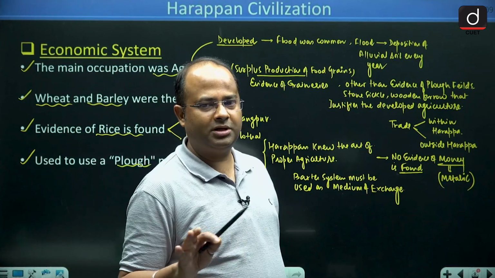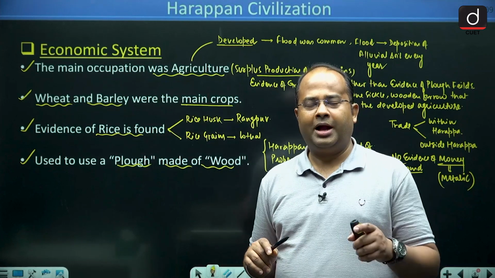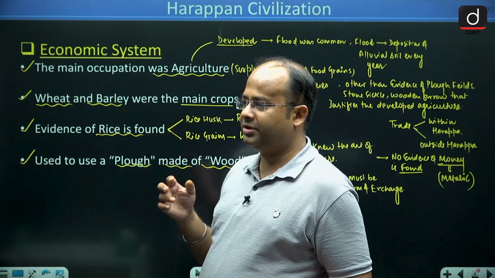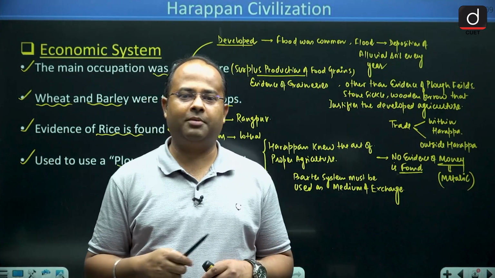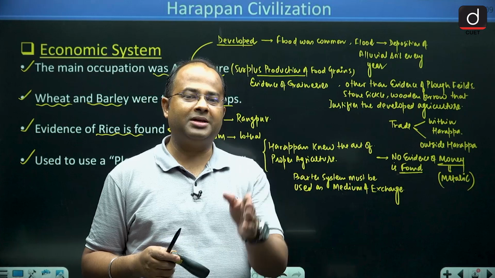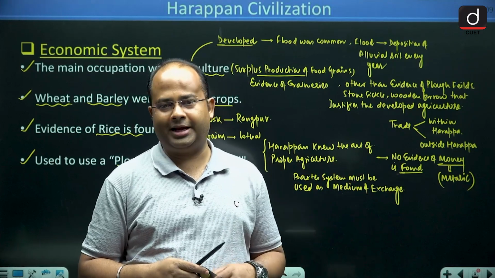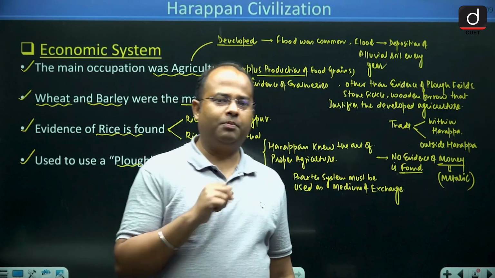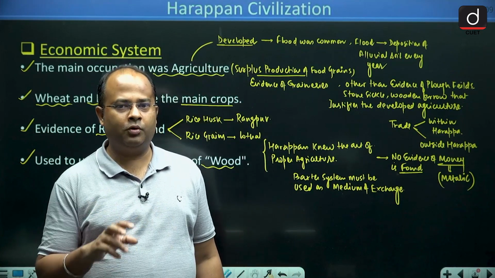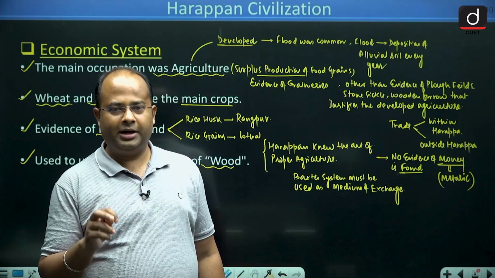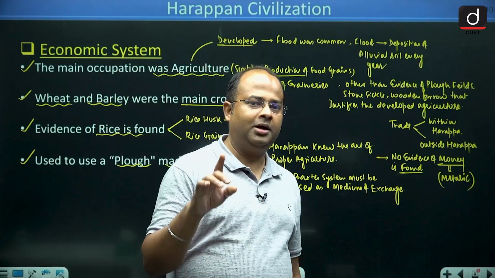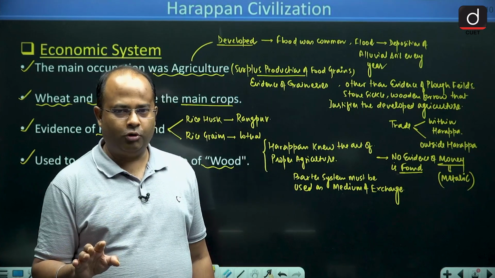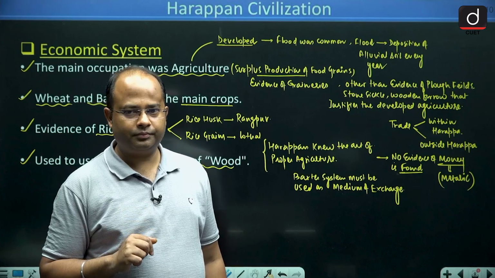Both types of trade, whether inland trade within Harappa or trade outside Harappa, that is inland trade plus international trade, were being carried out by the people of Harappan civilization. I hope, my dear friends, I am clear to all of you about the economic system of Indus Valley people: no evidence of money, barter system was used for the exchange of goods.